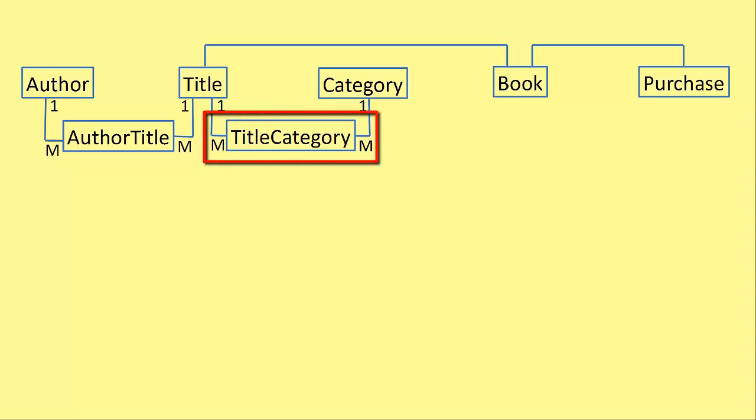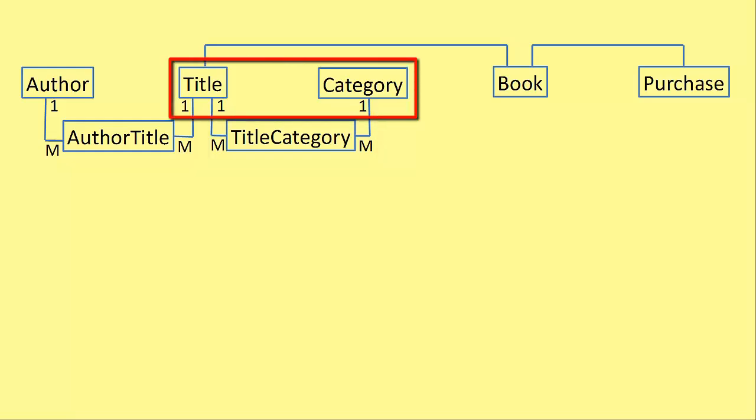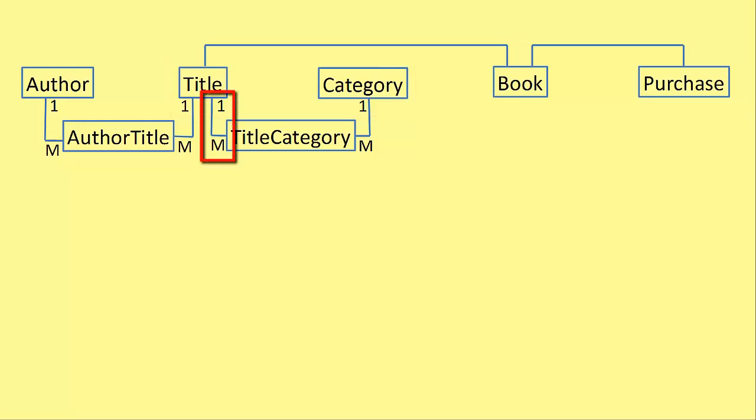That attracts the many's from title and category. And each of those original objects gets a one. So one title has many title categories, and one category has many title categories as well. We'll see how this works out in a later video. Well, what about the next link? What about title and book? One book can only have one title. One title can refer, though, to many books.